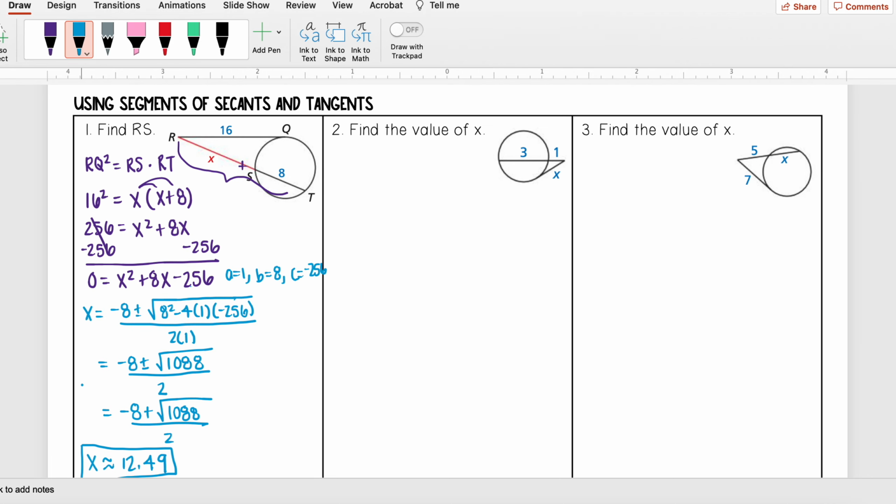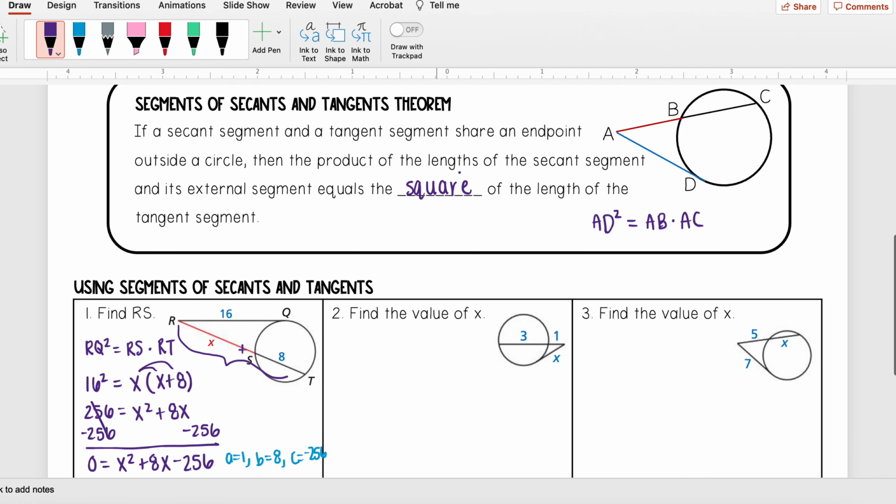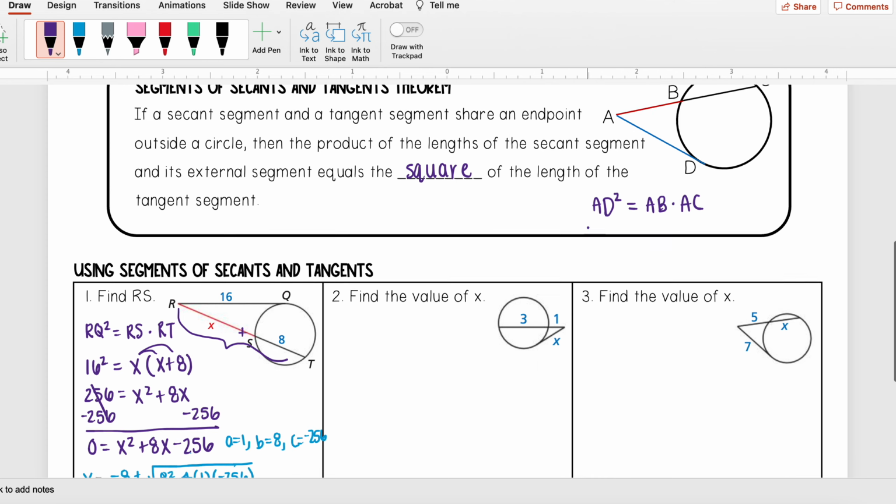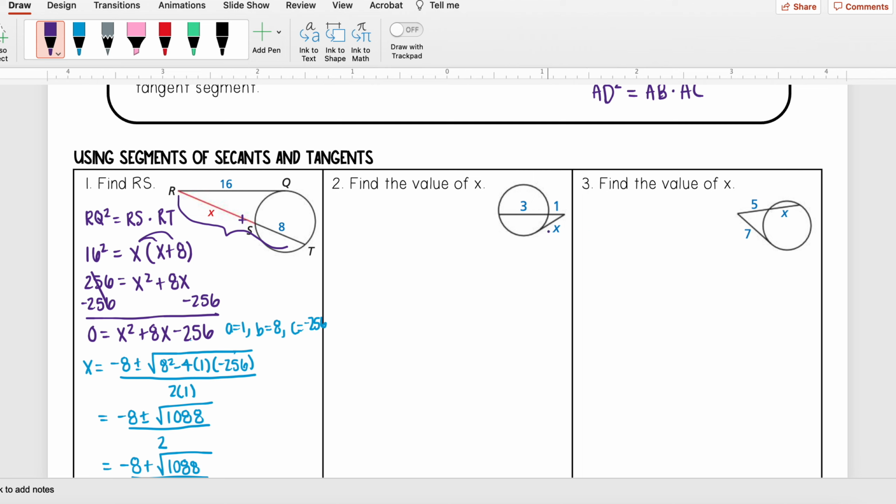Okay, let's try another one. So here I want to find the value of x. Again, I know from my theorem that my tangent segment squared is equal to my external segment times my secant segment. Here my tangent segment is x, so I have x squared is equal to my external segment here, which is 1, times my secant segment, which is 3 plus 1. Well, 3 plus 1, I get 4. 1 times 4, I get 4.